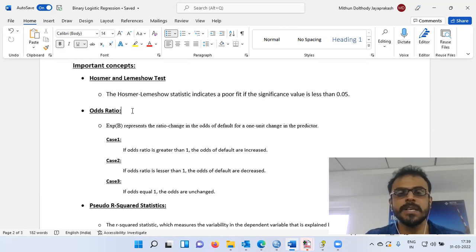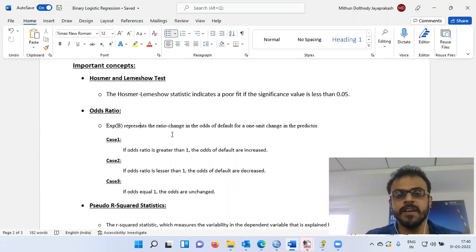So you may ask me what exactly is the odds ratio. In the context of default, the way we can interpret the odds ratio is to simply say odds ratio represents the ratio change in the odds of default for a 1 unit change in the predictor. If you increase the predictor by 1 unit, what is the odds of default? That is what odds ratio tells us.